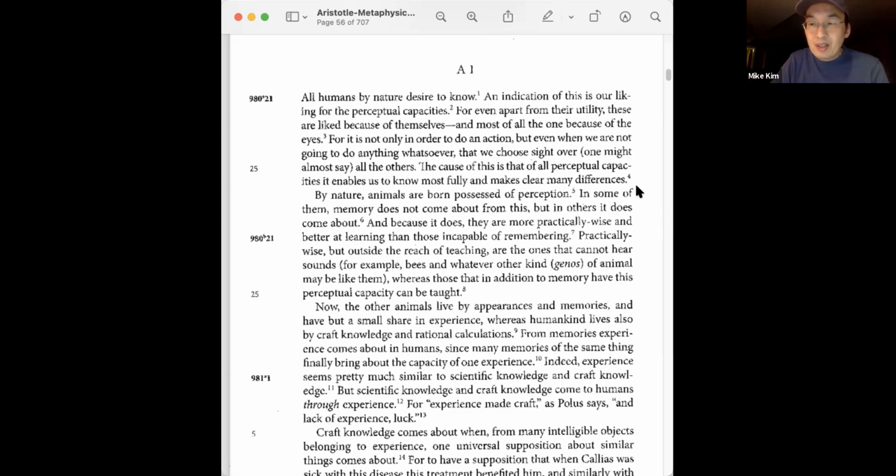Oh, you're muted. Thank you. I wanted to just point out that the very first sentence is all humans by nature desire to know. I would like to point out that this desire is, etymologically, related to tending or stretching out. So one way to understand this is that all human beings, by their nature, extend themselves like a plant to the sun. We extend ourselves to knowledge.